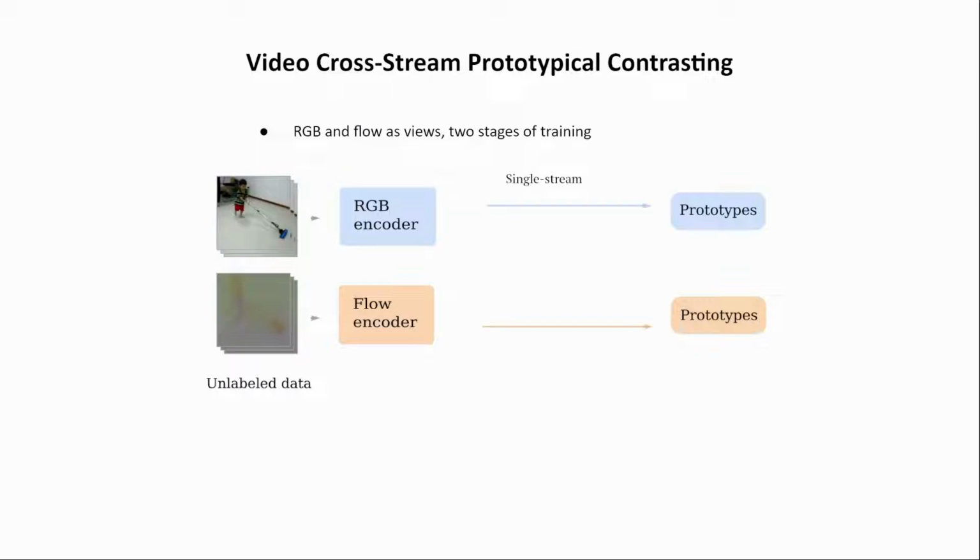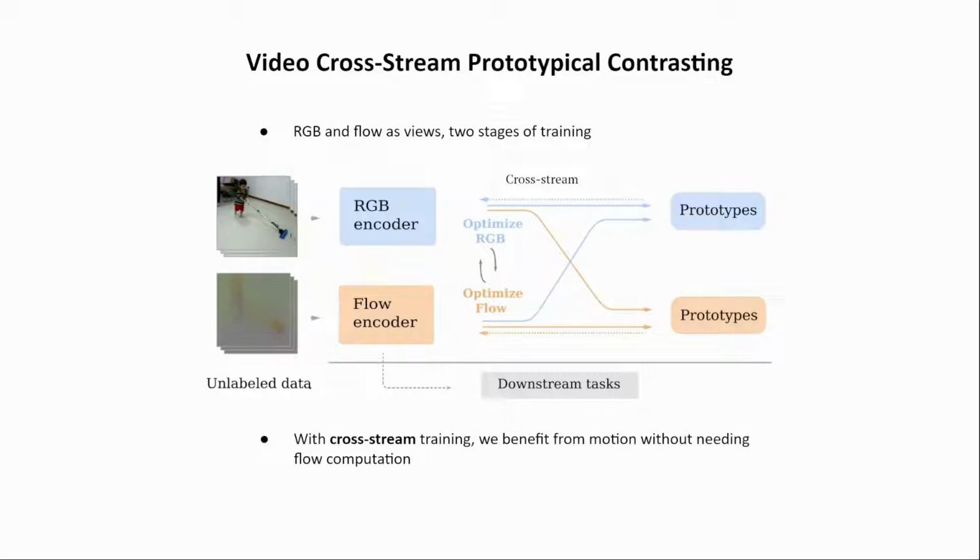First, we train each model on their own feature in the first stage, single stream. Then, in the cross-stream stage, we optimize RGB using views from both models. Next, we optimize flow in the same manner, using both feature types. We can repeat this alternation process if needed. For downstream tasks, we can use the average of both models together or just the RGB model. As the RGB network has learned motion information from the flow network, we can avoid expensive optical flow computation by using this network only.